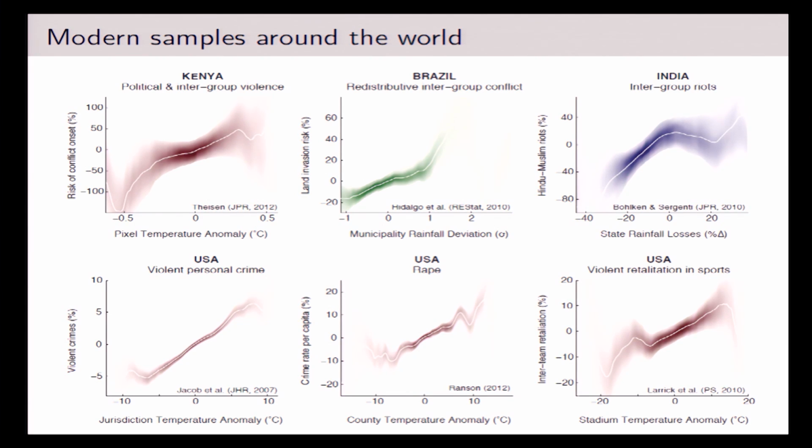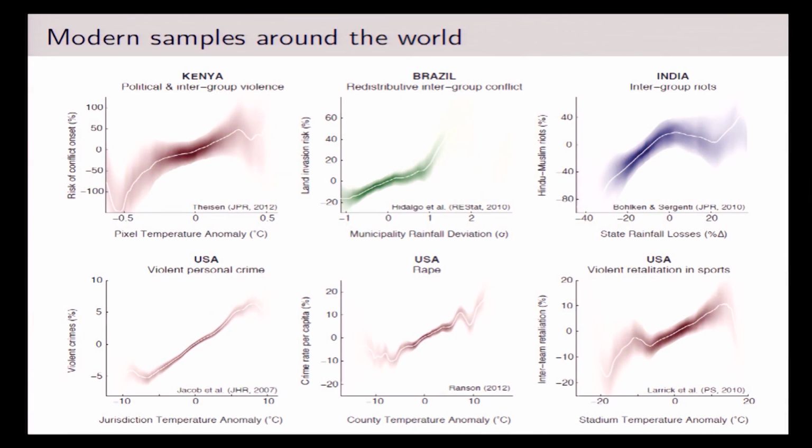So for example, the top middle panel here shows that the likelihood of farmers invading one another's property in the Amazon basin rises when the rainfall is either too high or too low. Those are the types of events that cause a collapse of the farmers' income, basically because crops do so poorly. In India, rainfall losses are associated with an increase in Hindu-Muslim riots at the county level.